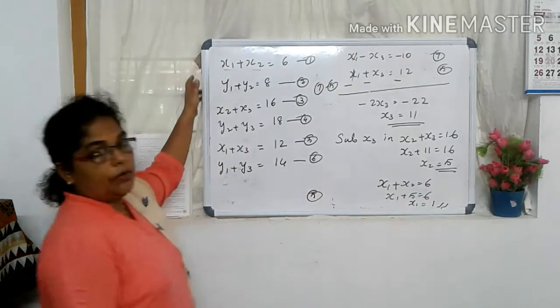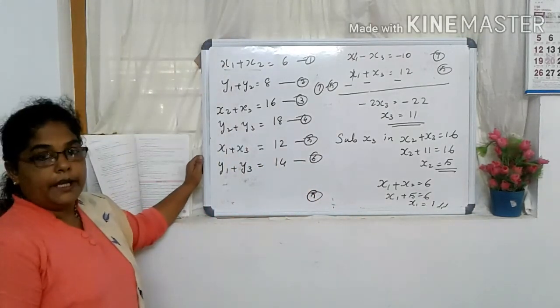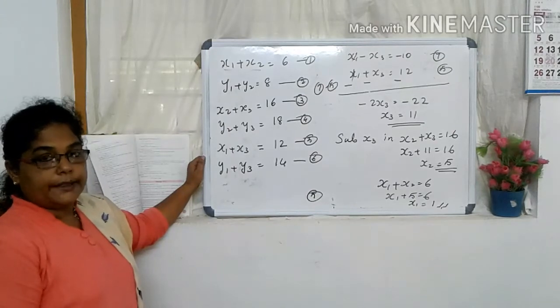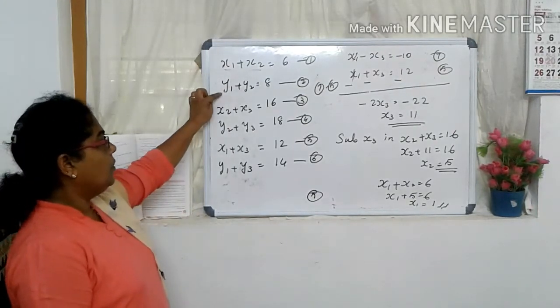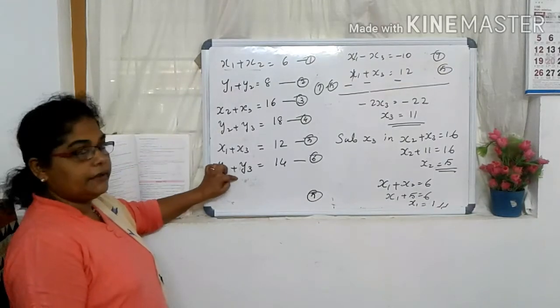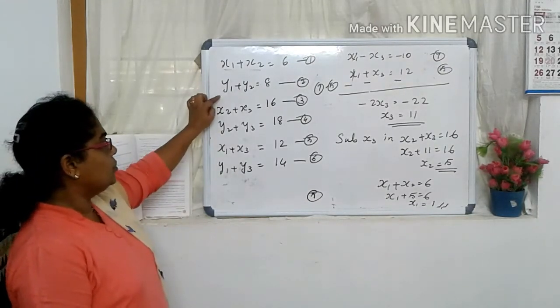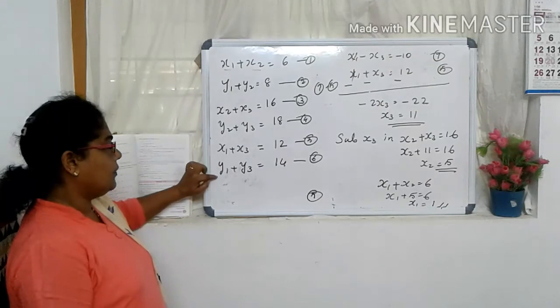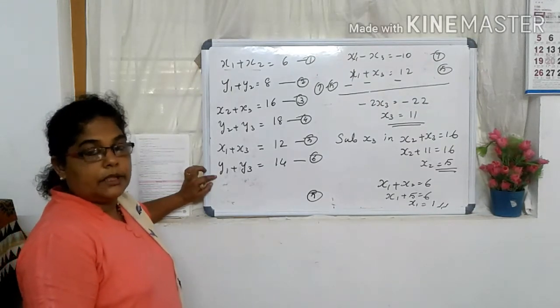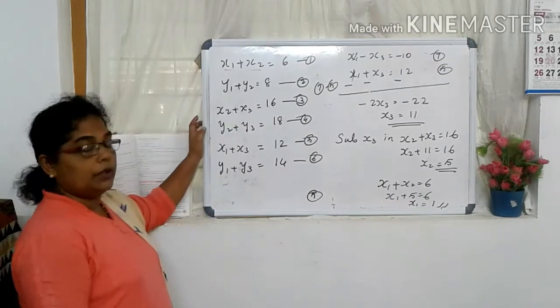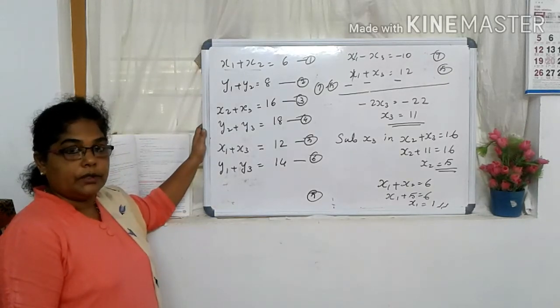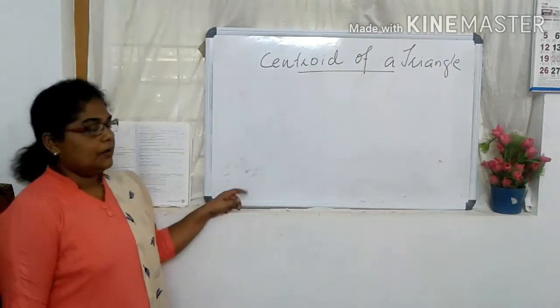So now we got the coordinates of x1, x2 and x3. Similarly, you have to find out y1, y2 and y3 using equation number 2, equation number 4 and equation number 6. That is your homework, your task: to find the coordinates of y1, y2 and y3.